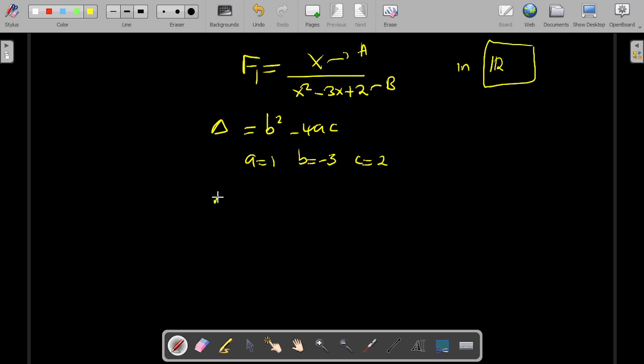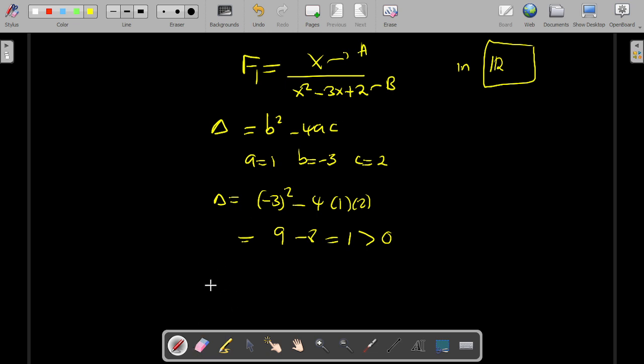Now we replace in the formula, and we get that the discriminant is minus 3 squared, minus 4 times 1 times 2. Minus 3 to the power 2 is 9, and then minus 4 multiplied by 1 is minus 4, and minus 4 multiplied by 2 is minus 8. This is equal to 1, and 1 is strictly greater than 0, and so the quadratic expression is factorizable.